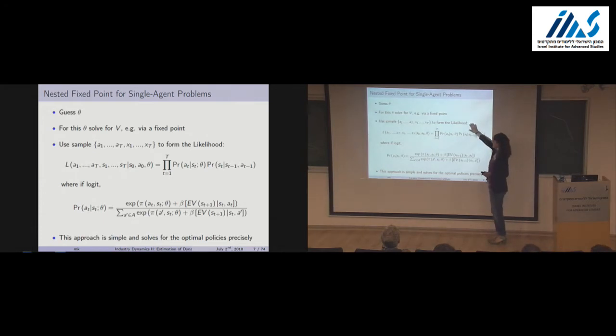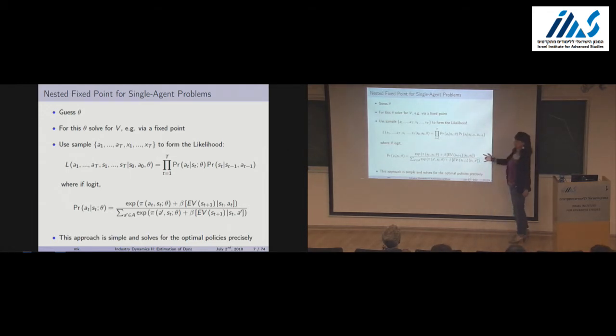Then take my sample, which consists of actions and states. So I know at each state what the agent did. And form the likelihood in a very straightforward manner. What's the likelihood? I'm computing at each time period where I was at a particular state st, what's the probability that I chose a particular action, and what's the probability that I reached this particular state. This is the core object of the likelihood.